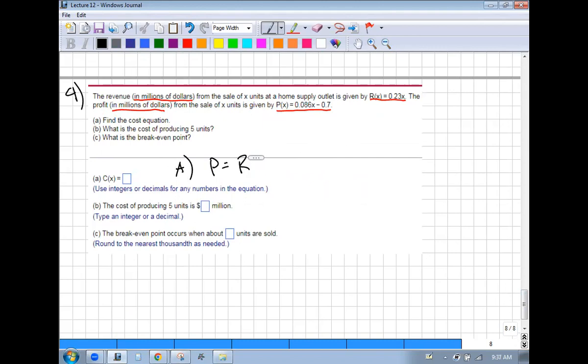Well, the cost equation. Profit is revenue minus cost. So they give us revenue, and then we need to subtract, wait, what are we looking for? Cost? Oh. So profit is revenue minus cost. The cost is revenue minus profit. Move that over here, move that over there. Yeah, revenue minus profit. Make sense? So we just plug this in. There's our revenue, and then subtract our profit.